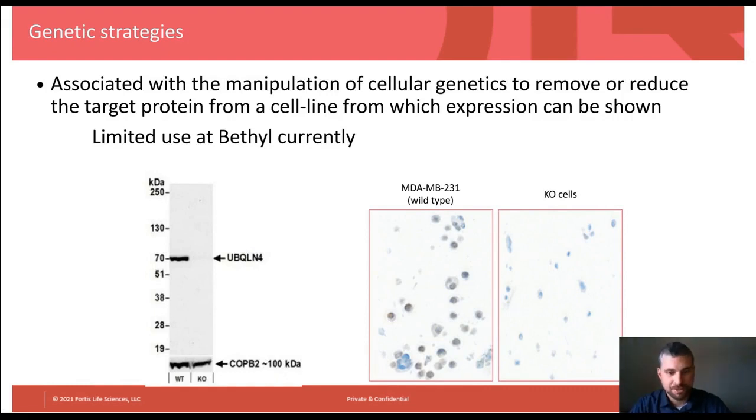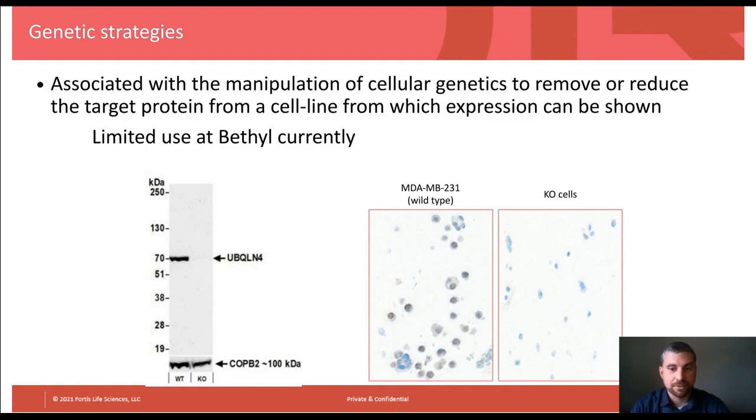Finally, here in pillar 6, this is what we would refer to as the genetic strategy. For all intents and purposes, you're going to know this as a knockout cell line. So basically here on the left, we have recombinantly removed ubiquinol-4's gene from a MDA-MB-231 cell line. We can see a very clear distinction between wild type and knockout cells. We've got very strong signal in the wild type. That signal is abrogated in the knockouts, and we can also correlate that in an ICC experiment as well.